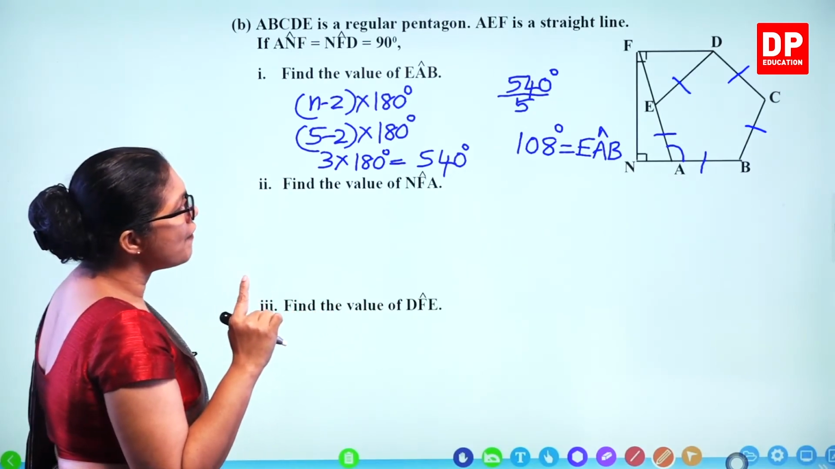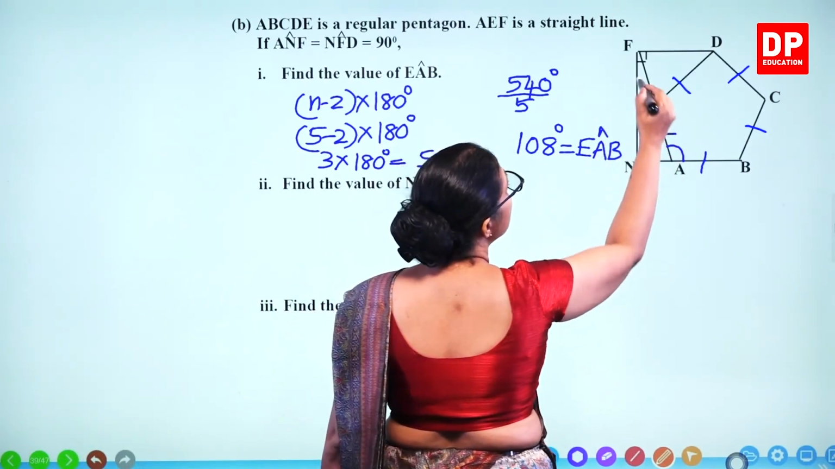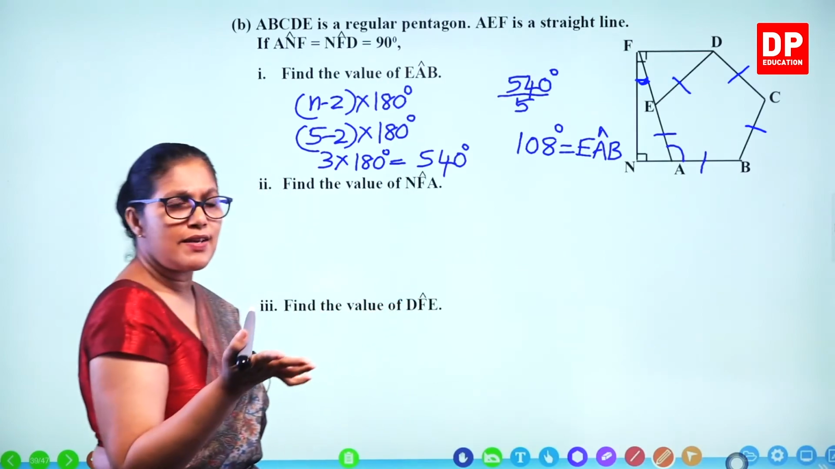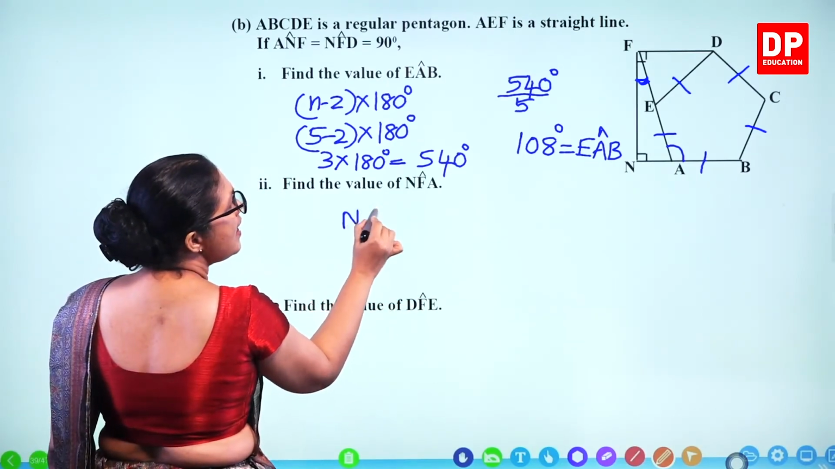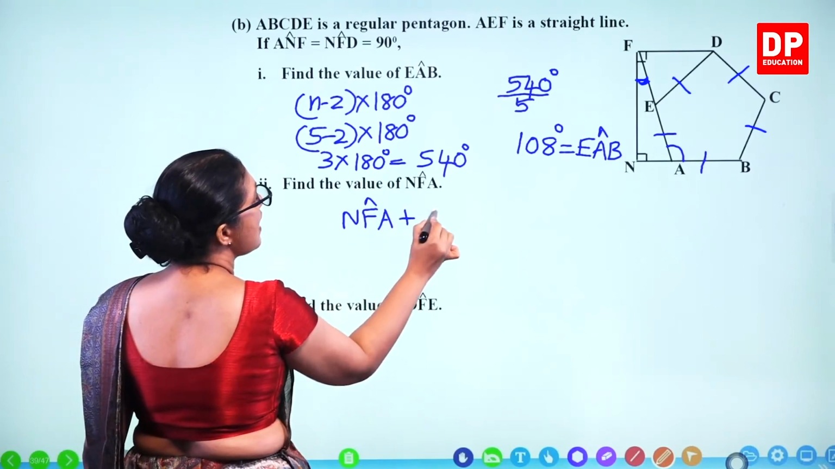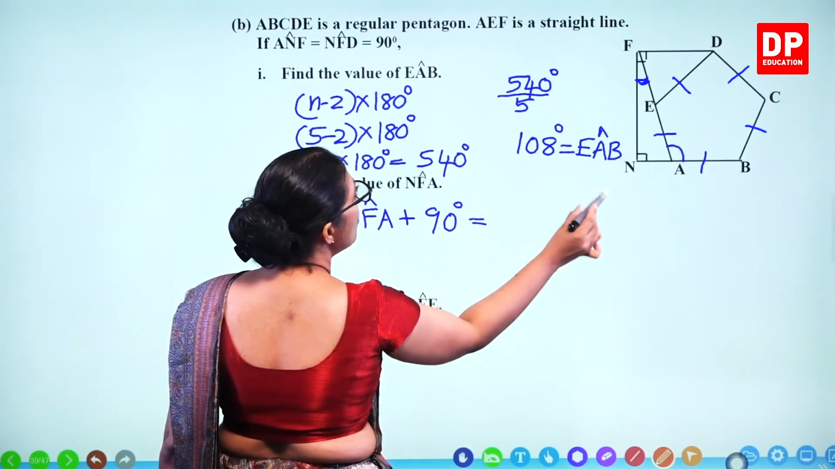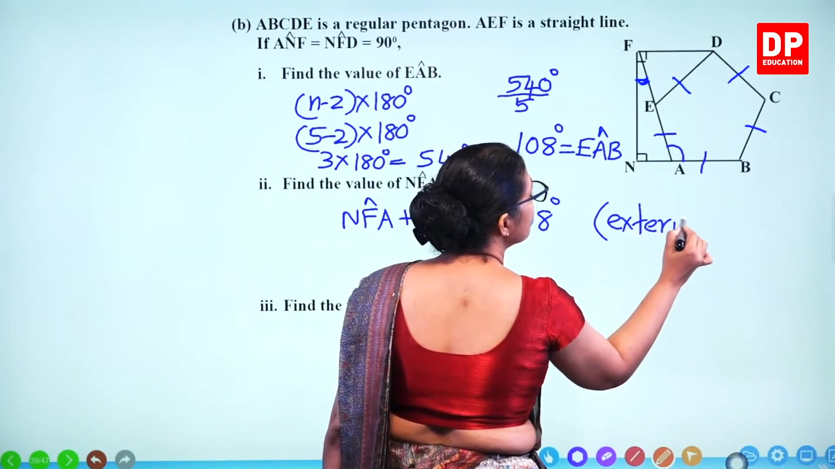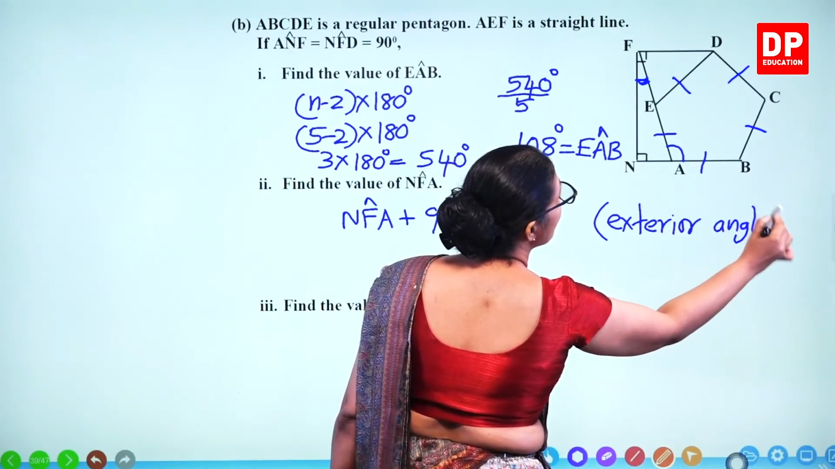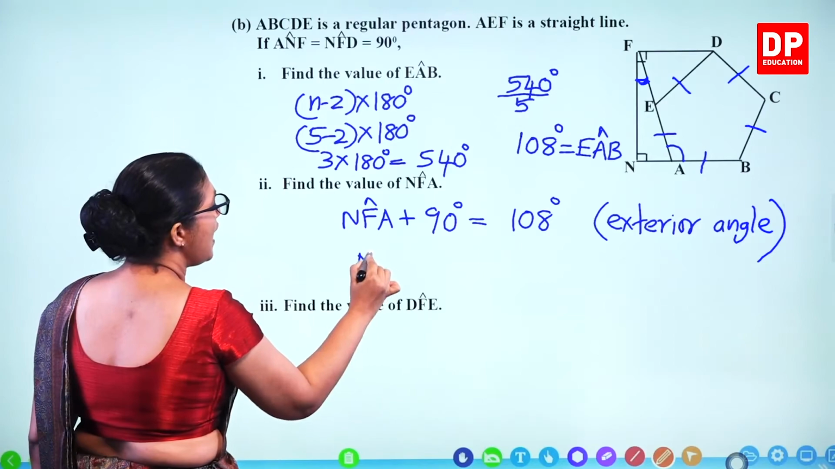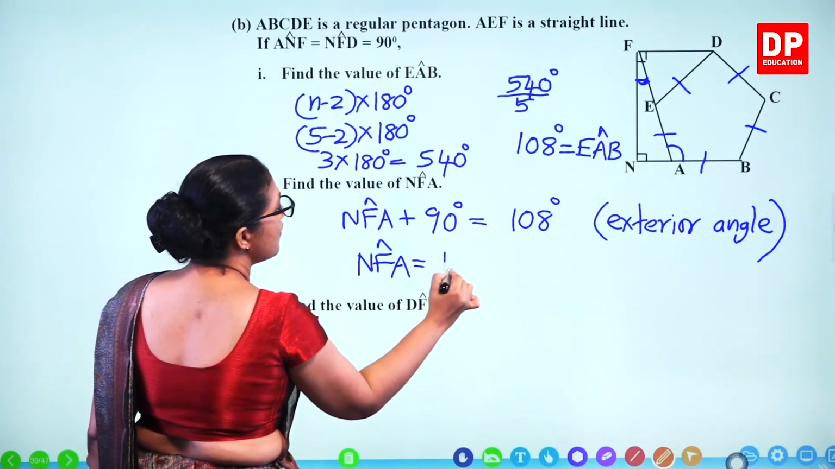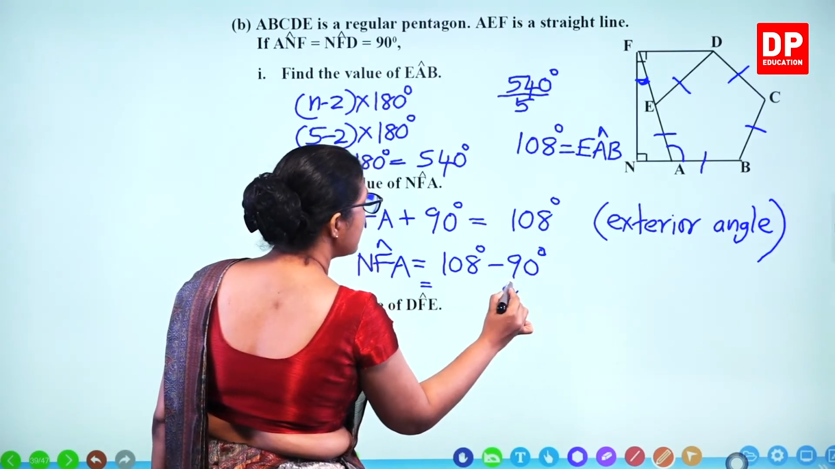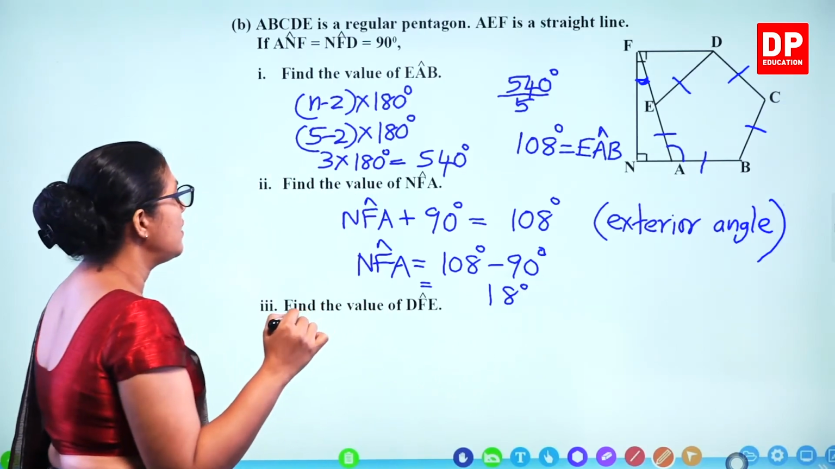Find the value of NFA. NFA, this angle. This angle and this angle add up to this one, exterior angle. So we can write NFA angle plus 90 is equal to 108 because of exterior angle. So what is NFA angle? 108 minus 90. So 18 degrees.